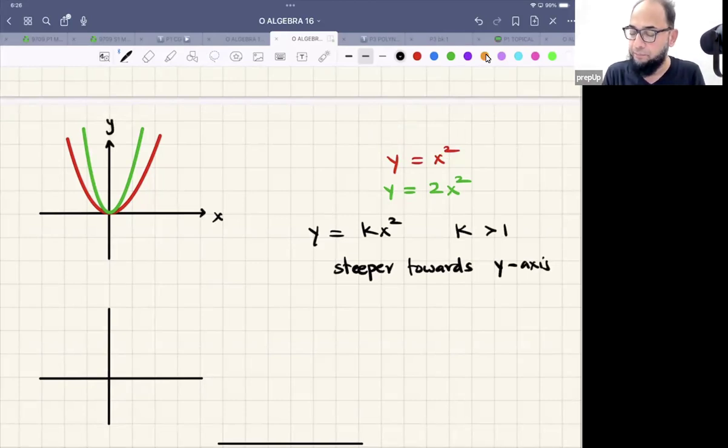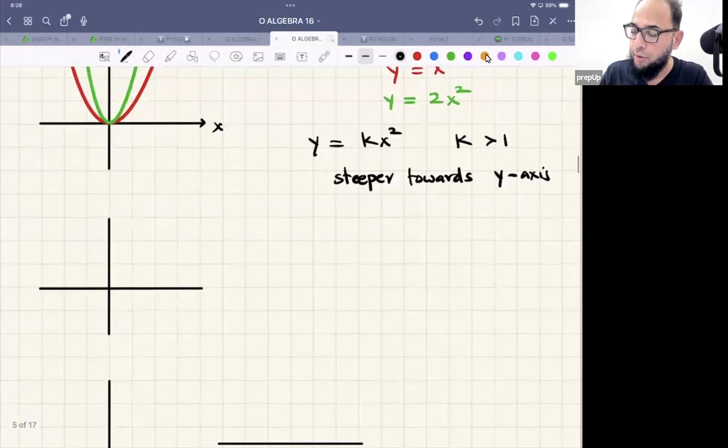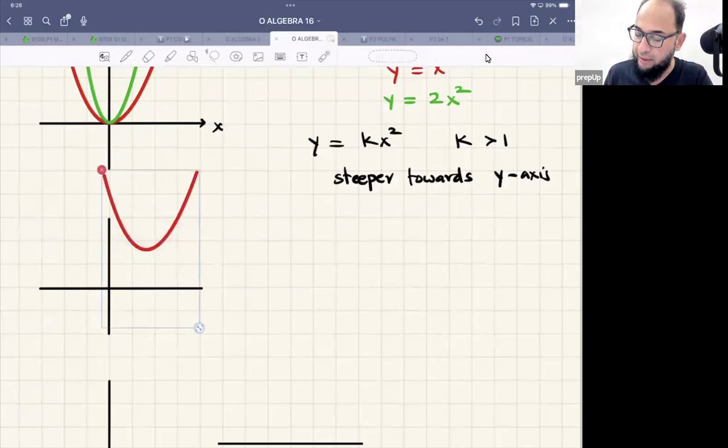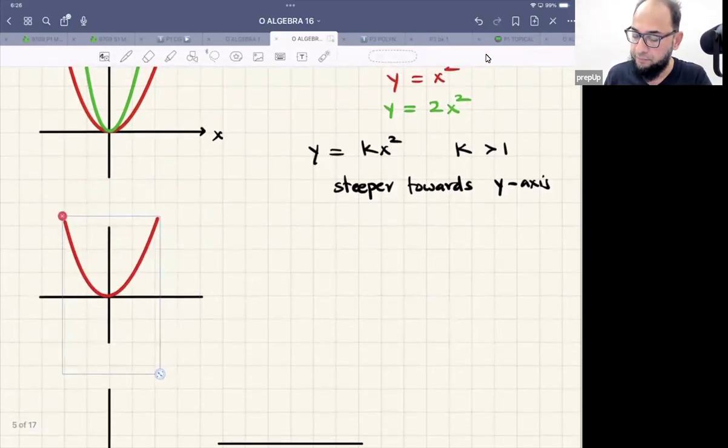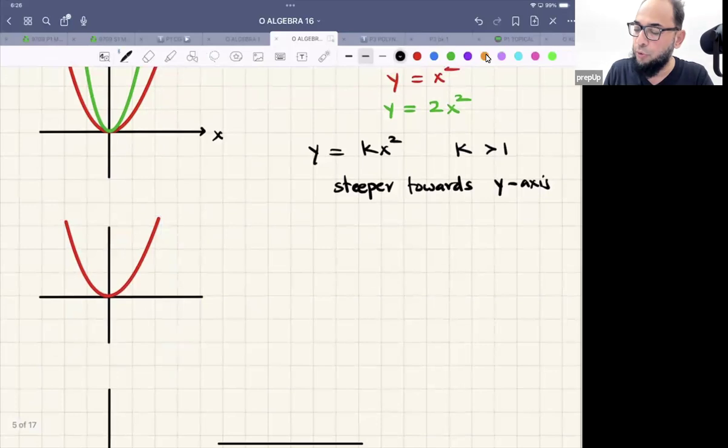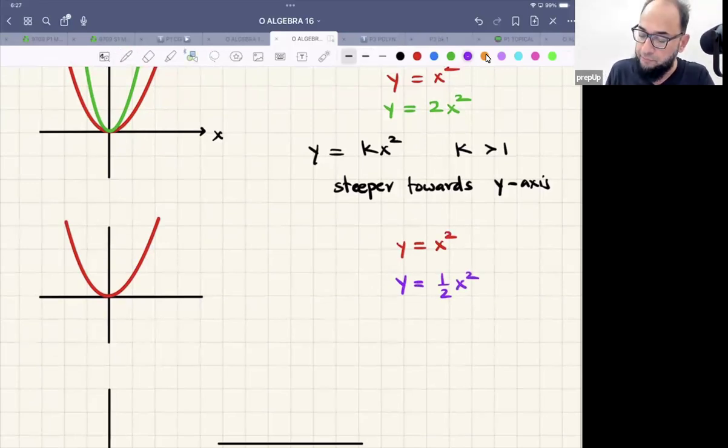Now over here, let me again draw the graph of y is equals to x square. That is the red one. So let me write over here, red color, y is equals to x square. And in purple color, I want to draw y is equals to half x square. Now let me draw half x square. Something like this. Maybe a little bit less exaggerated.